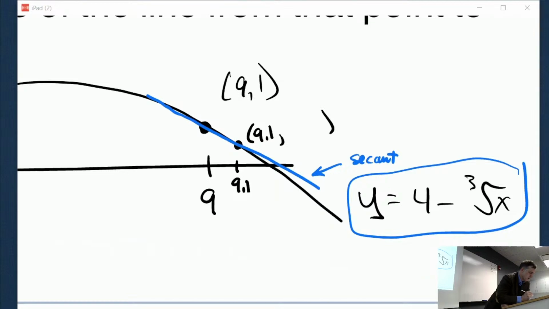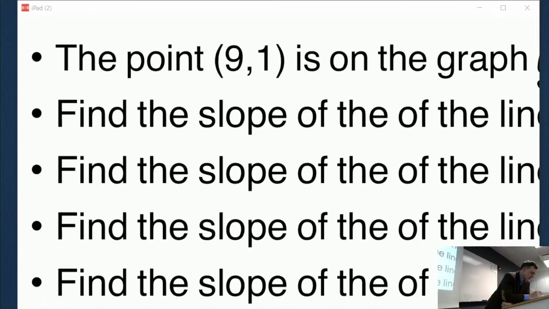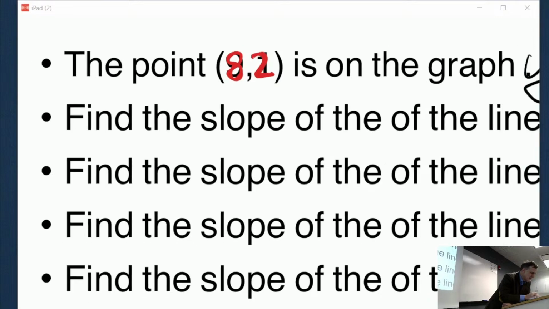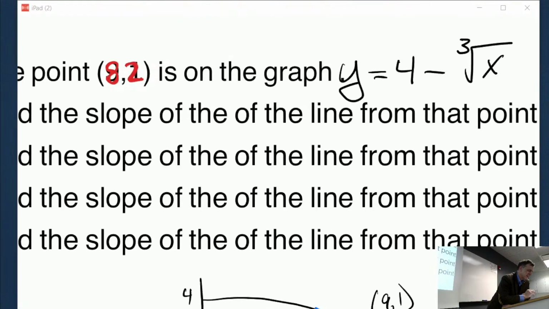Oh, crud. Ah, I see. I blew it. I need to change this problem. Sorry. I'll blame it on being too early in the morning. Let's do it this way. Change this to 8 and this to 2. Sorry about this. Okay. So if you were looking at that saying, wait, 9, 1, that's not on that graph. You're right. Not on the graph. I did the square root instead of the cube root when I was setting this up.